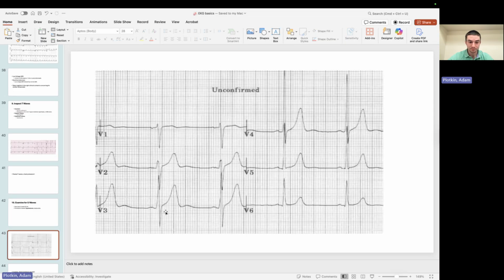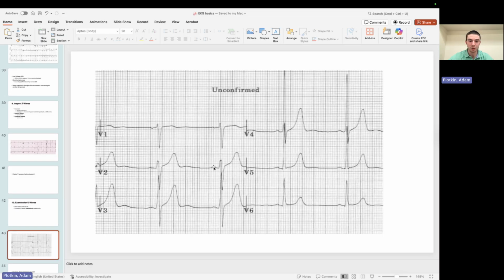So if you take a look here, right, V2 through V4 are the best places to see them. And you can see, honestly, I think V4 would probably be the best. Here's my QRS, here's my T wave, and then here's another little deflection, right? That's something. It doesn't look quite the same as the P, right, in most cases.